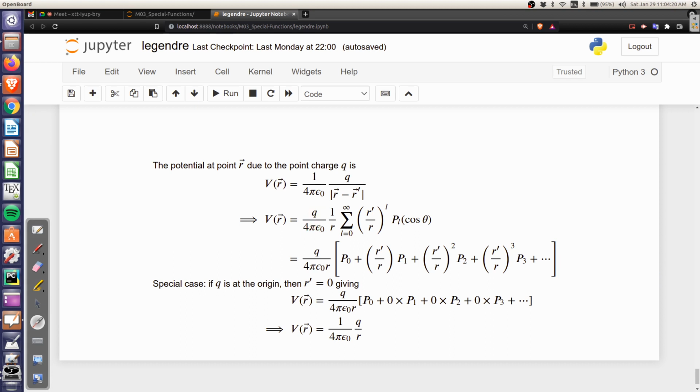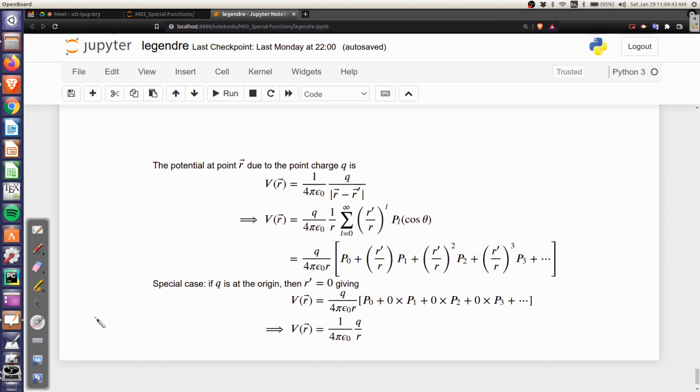So Q by 4 pi epsilon naught, and 1 by modulus of r minus r prime, I just replaced it with the expansion that we have arrived at, and this gives us, we have this r I combine with this one, and this summation, it is simply L is equal to 0, this is going to be 1, so we have P0 plus r prime by r into P1 plus r prime by r whole square into P2, and so on. This is what we have.